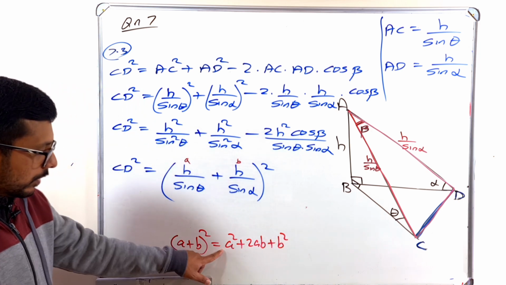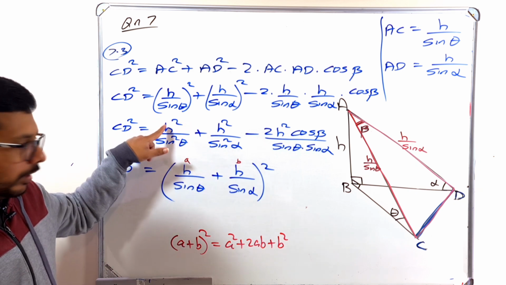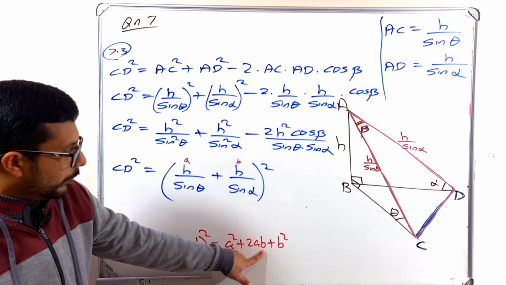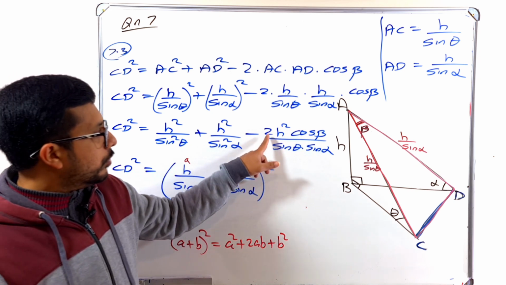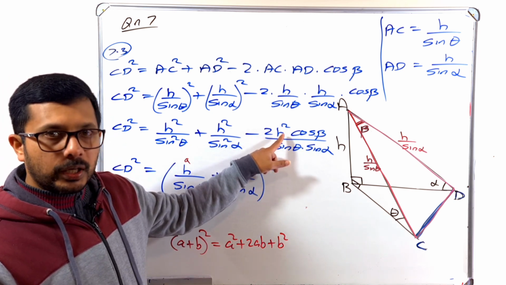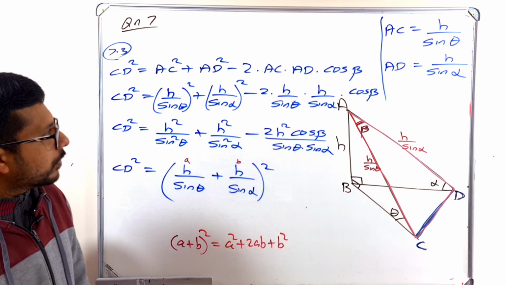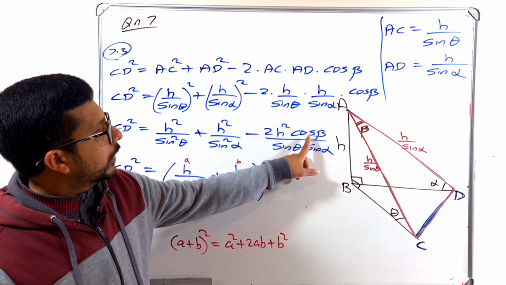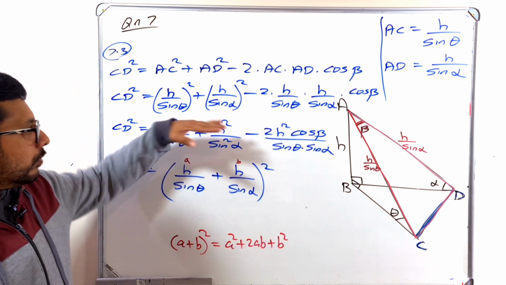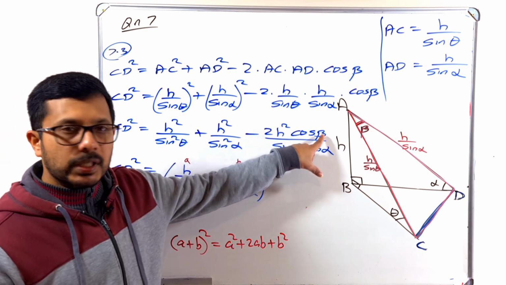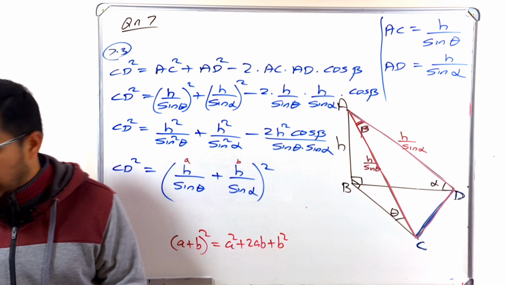So a square, this one squared, h square by sine square, that is this one, plus 2 into a into b, 2 into h by sine theta into h by sine alpha, 2 into h square, so h by sine theta. Oh, there is a cos beta problem there. Oh, okay, then leave it, this is wrong. Because there is a cos beta extra there, you can't write it like this. So just leave that one.